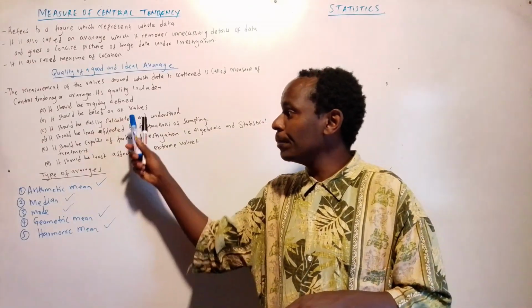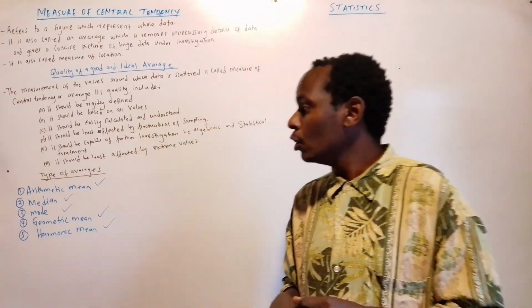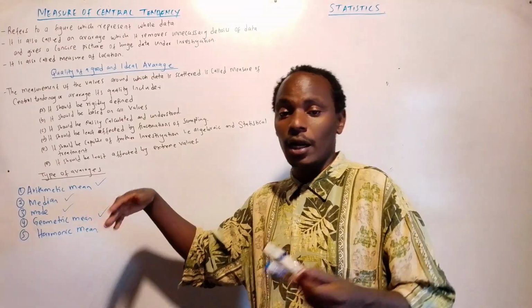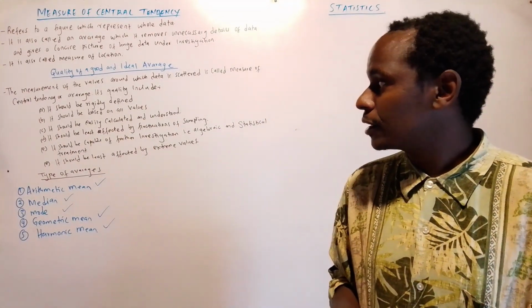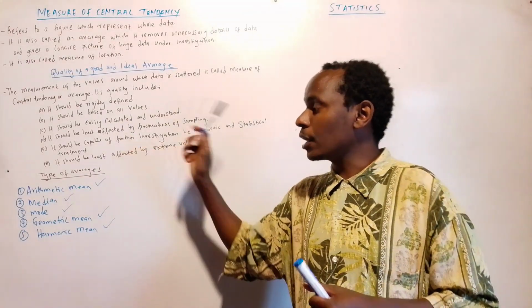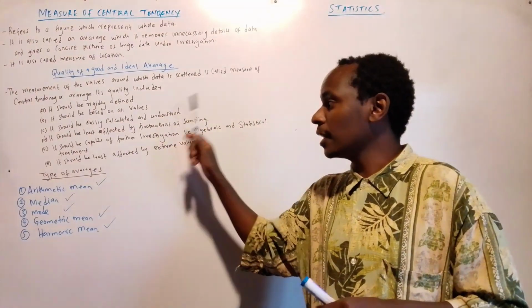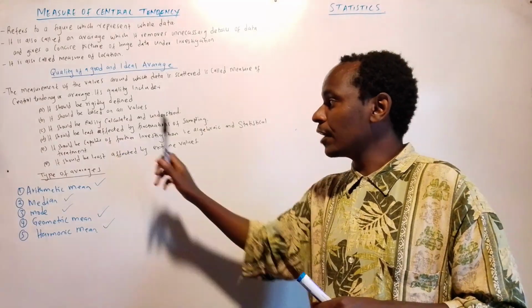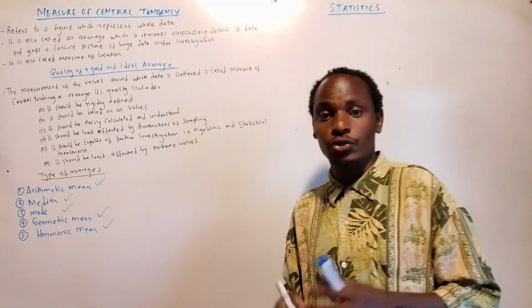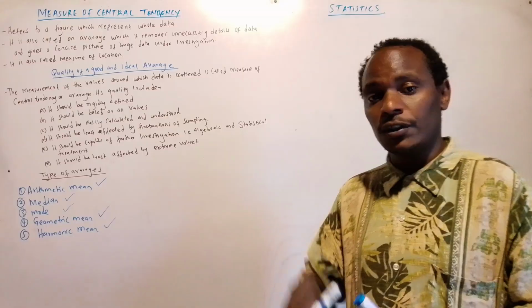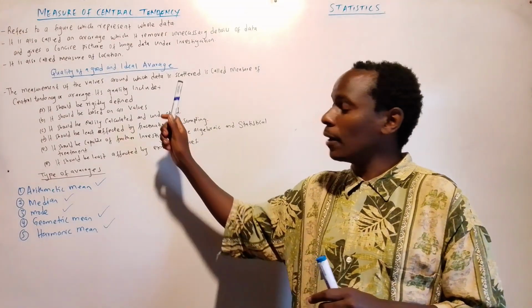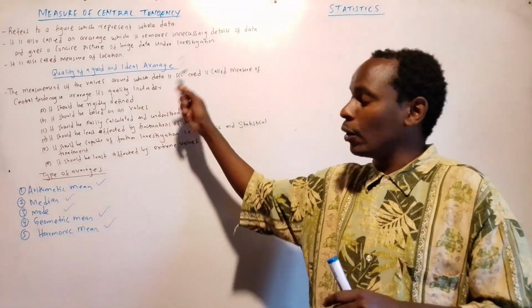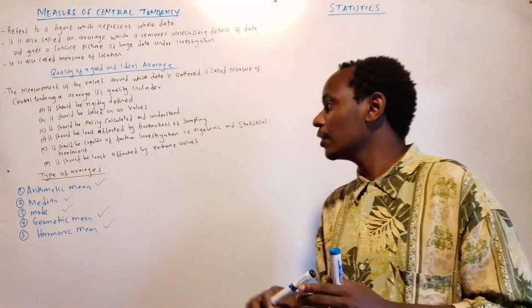Number two, it should be based on all values. So when we compute, for example, the arithmetic mean, we need to use all the values inside. Next, it should be easy to calculate and easy to understand, and then it should be least affected by the fluctuation of sampling. So if the samples are fluctuating, then it should not affect the figure, the average or the central tendency, that much.